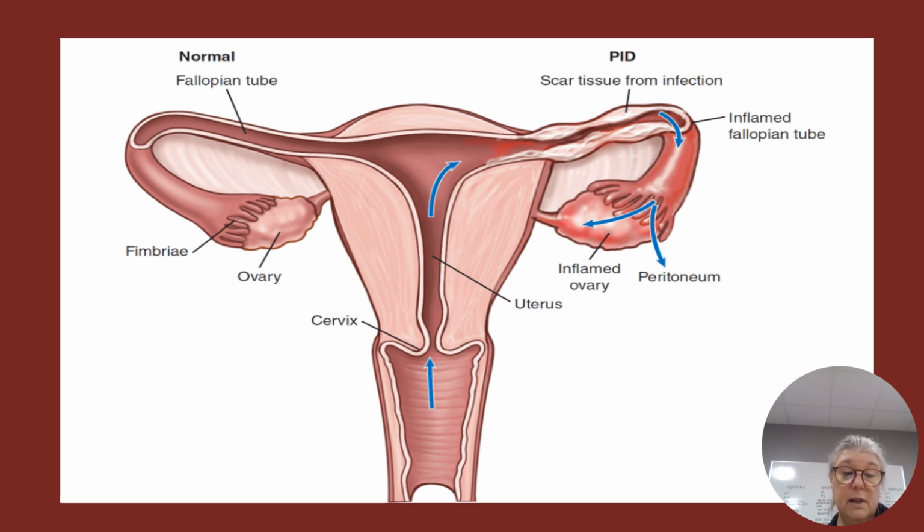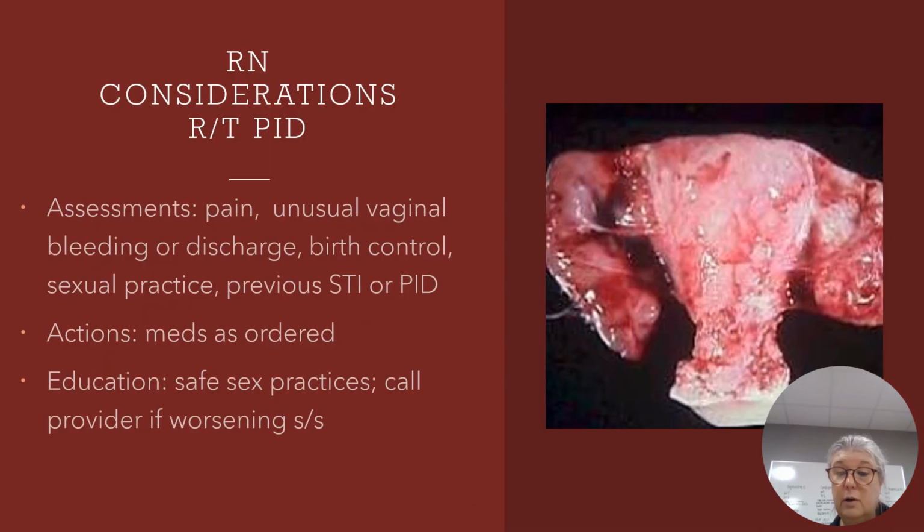This slide 50, page 1661, is a picture looking at the effects of PID. So basically this is just looking at the inflammation that it causes. And then when you get an infection, you end up with scar tissue, right? And you can end up with inflammation related to that scar tissue. So obstruction is a potential related to this. And obviously that would be very painful and require surgical intervention.